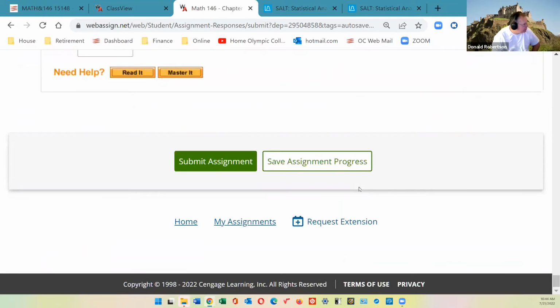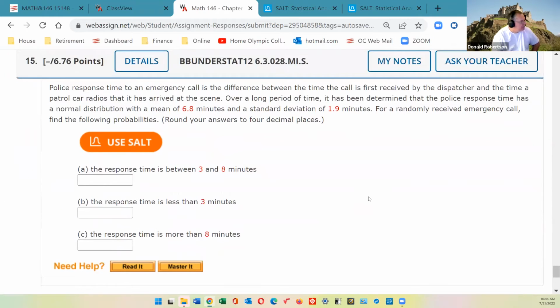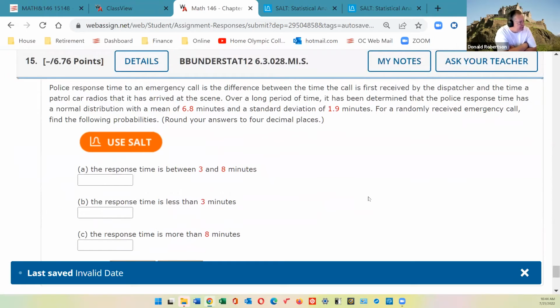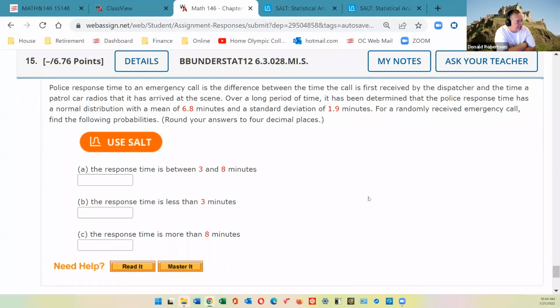Question 15, I think, yeah, it is our last question now. Police response time to an emergency call is the difference, of course, between when they get the call and when the car knocks on the door. So over a long period of time in a certain place, the response time has been calculated as a mean of 6.8 minutes.